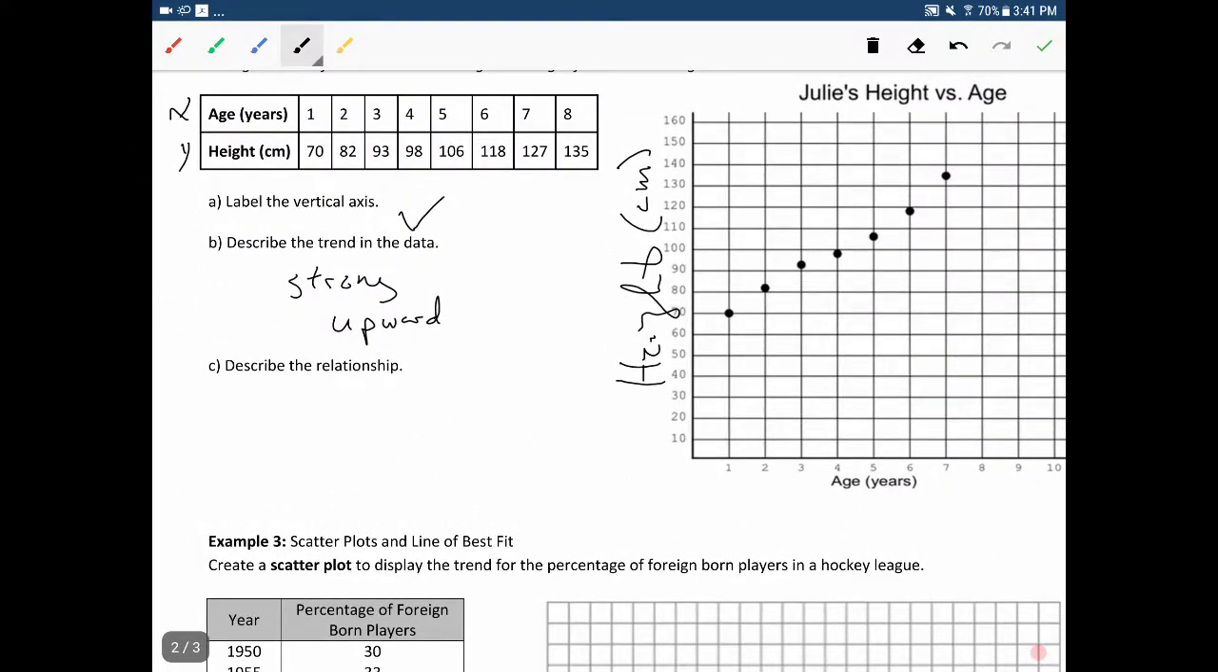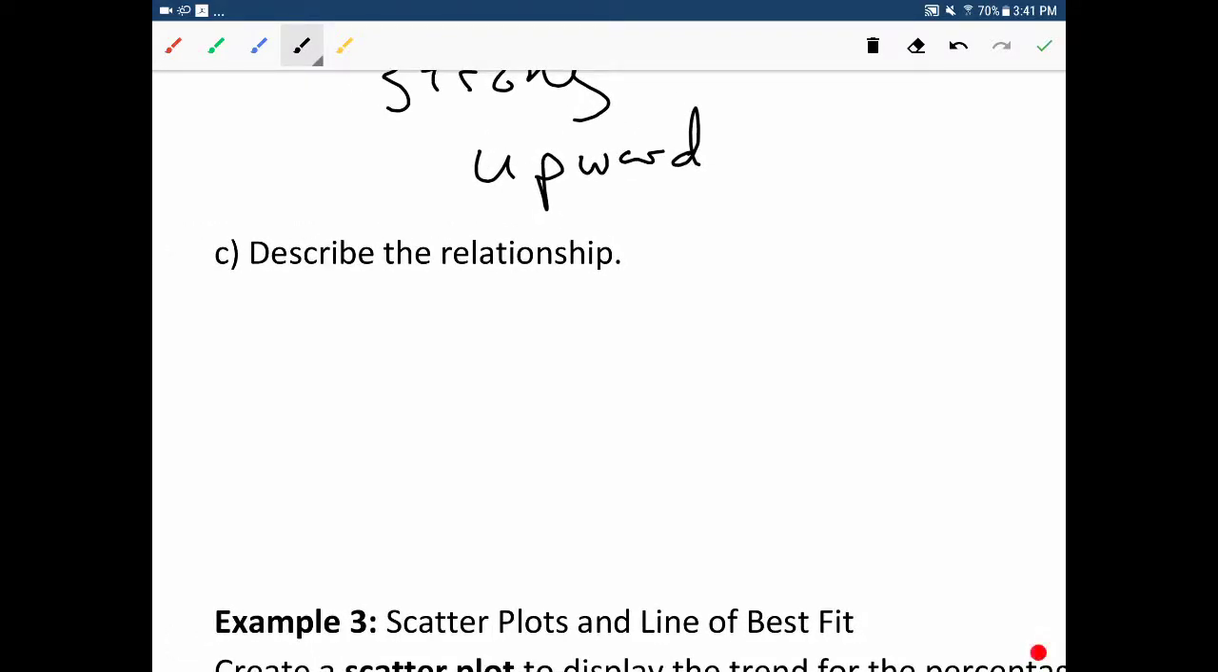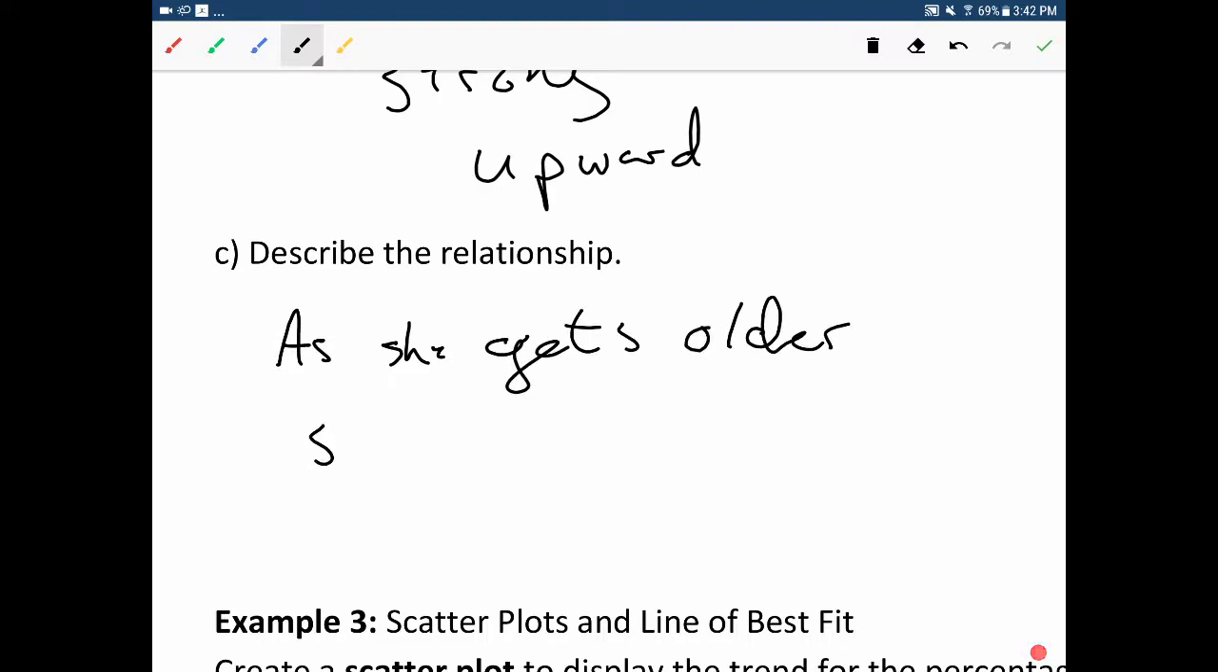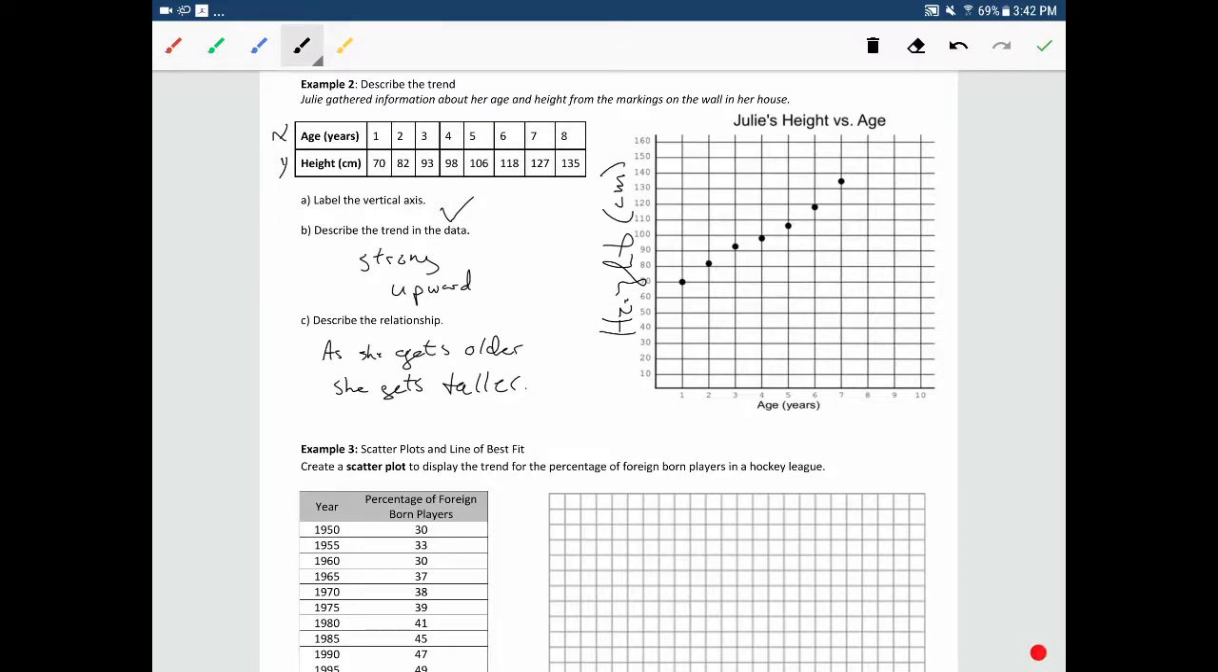Okay. So describe the relationship. When you get a question like this where it just says describe the relationship, this is going to come up quite a bit on tests and assignments and things like that, or the exam, whatever. Your homework, for instance. And what it just means is, just explain it. Okay, use words. So the bottom line is, as she gets older, she gets taller. No tricks. That's all I'm looking for. Okay, you're just explaining what this graph tells me. It's just telling me what the data shows us.